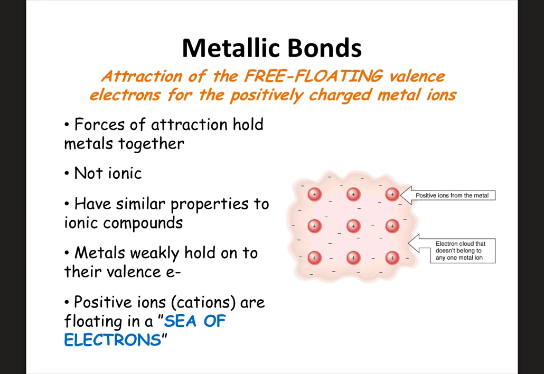All right, so here, each atom just dumps its valence electrons, and those electrons are free to move between all the different metal atoms. Okay, so these are not ionic, but they do have a lot of similar properties to ionic. And we say that these positive cations, these positive nuclei, are floating in what we call a sea of electrons. It's not a real sea.